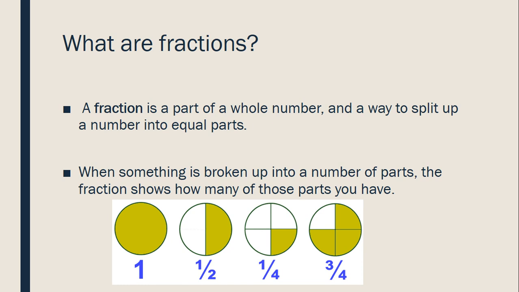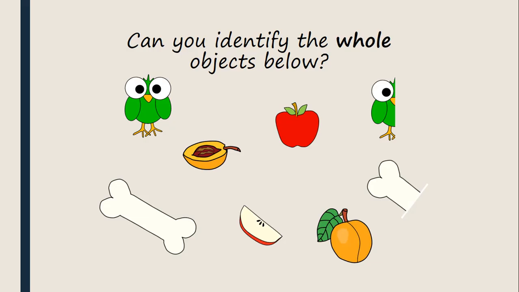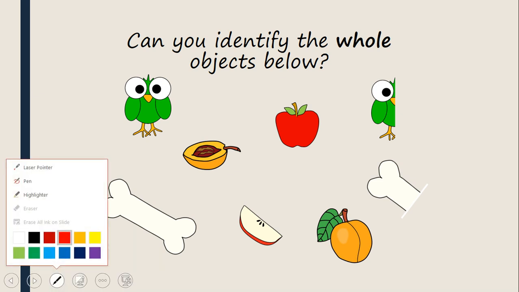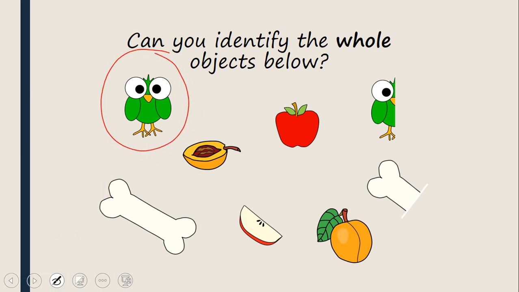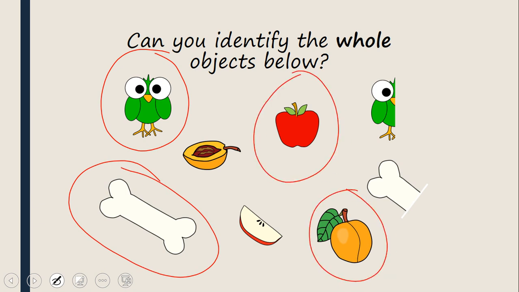So remember that fractions are just a part of a whole. If you have something that's a whole, it's a way to split it up into equal parts. So we're looking at equal parts again. Just like we did, remember we have whole objects. And if you remember from yesterday, our whole objects were this bird, this bone, this apple, and this peach.